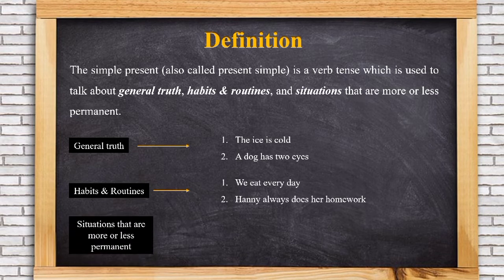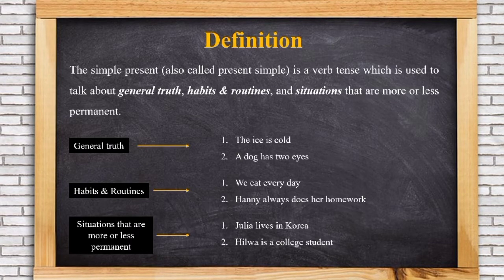The last one is the situations that are more or less permanent. The examples of situations that are more and less permanent: number 1, Julia lives in Korea. Number 2, Hilwa is a college student. The first sentence is using simple present tense because it shows the situation that is more permanent, and the second sentence is using simple present tense because that is show the situation that is less permanent.